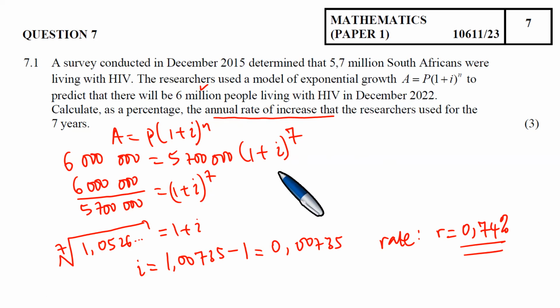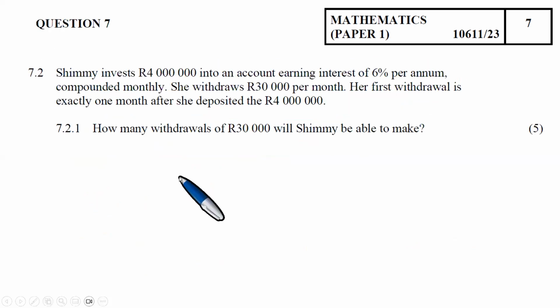We'll continue and look at more questions. Next question. Shimi invests 4 million into an account earning interest of 6% per annum compounded monthly. She withdraws 30,000 per month. Her first withdrawal is exactly 1 month after she deposited the 4 million. How many withdrawals of 30,000 will Shimi be able to make?